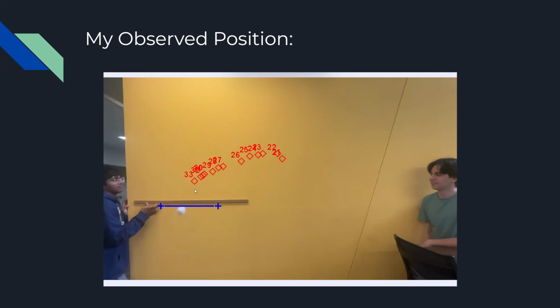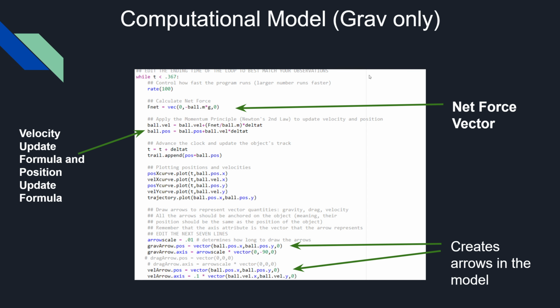So this is my observed position on Tracker. As you can see, I just observed markers showcasing the ball moving downwards. Now for the computational model, which is only gravity, I defined the net force to be just the force of gravity. So we just have that negative net downward force.